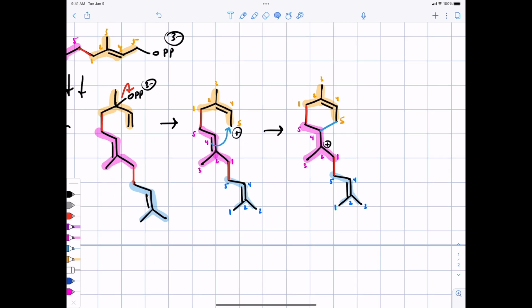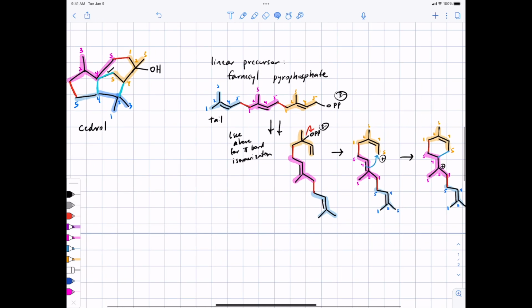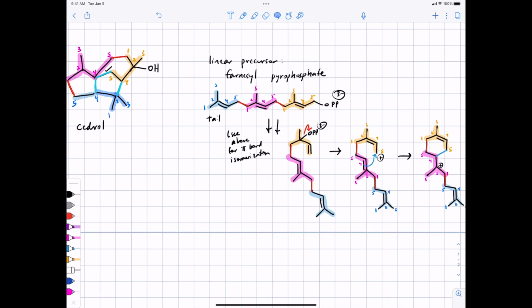All right, so now let's look at what other bonds we have to make. We need a bond between pink 4 and blue 4. And we also need a bond between orange 4 and blue 2.